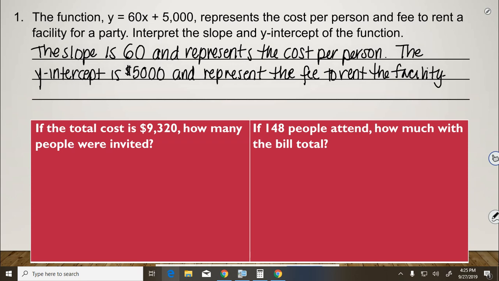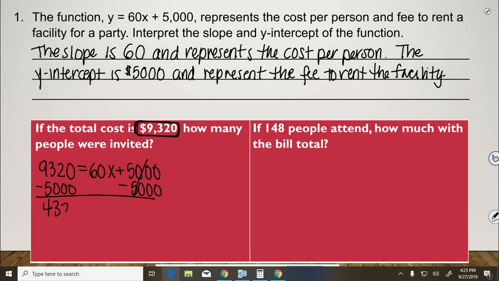So now we're going to use that equation to answer some questions. If the total cost is $9,320, how many people were invited? So $9,320 is the cost. Cost is going to be dependent on how many people actually attended. So that's going to go in for the y. 9,320 equals 60x plus 5,000. Subtract the 5,000. We get 4,320 equals 60x.